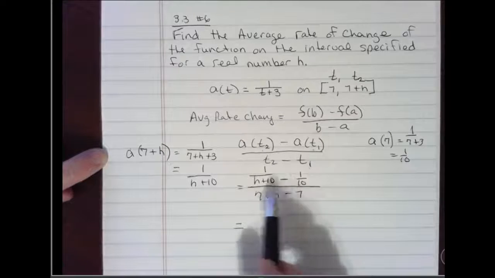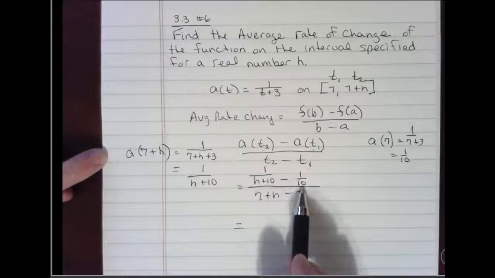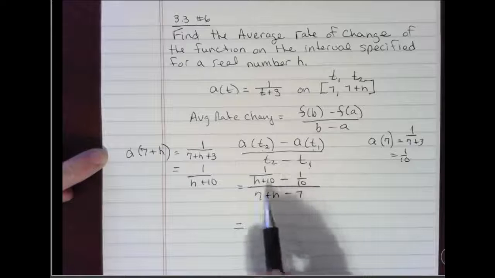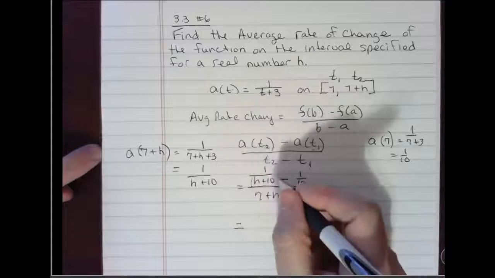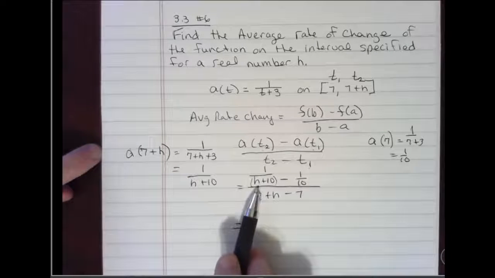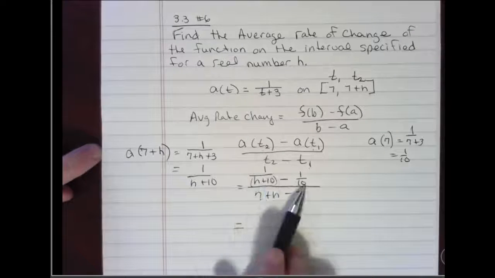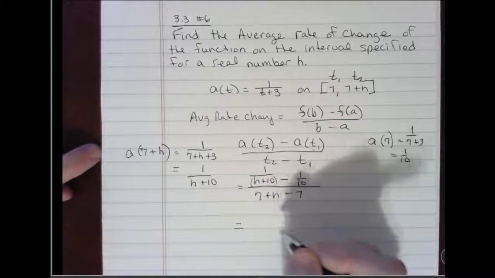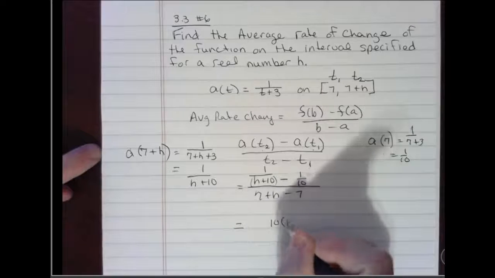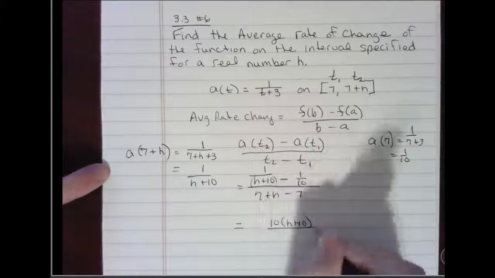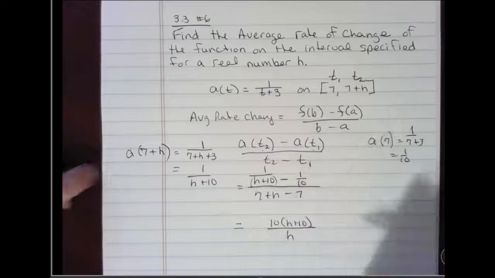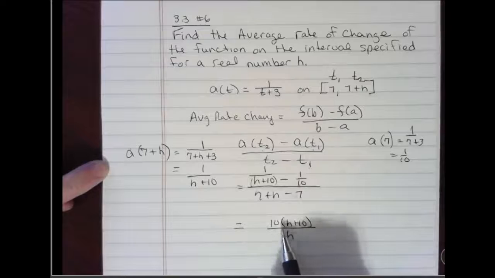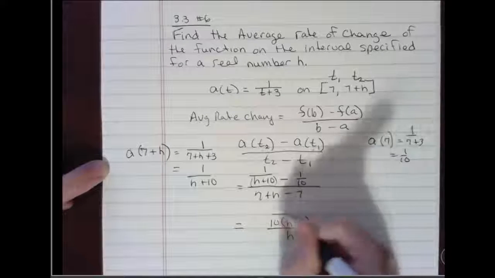So we need to simplify here. I can get a common denominator, which is h plus 10 times 10, because think of this as 1. This one has h plus 10 but no 10. This one has a 10 but no h plus 10. So that makes a common denominator of 10 times h plus 10. And of course 7 minus 7 is left, which is just h. So this is going to be my denominator.